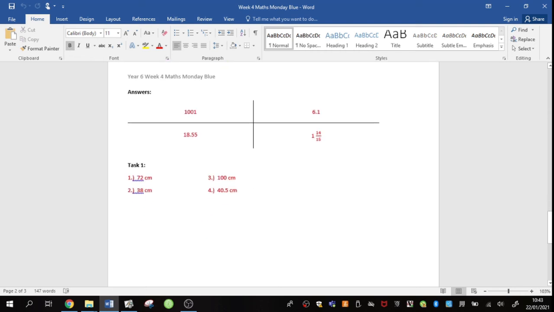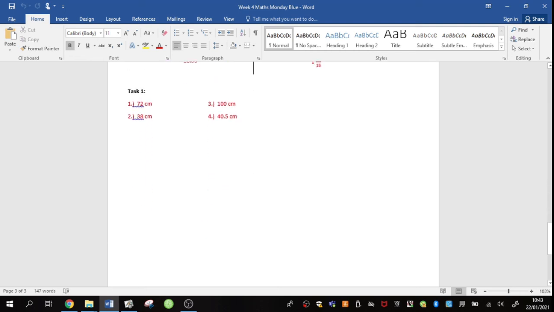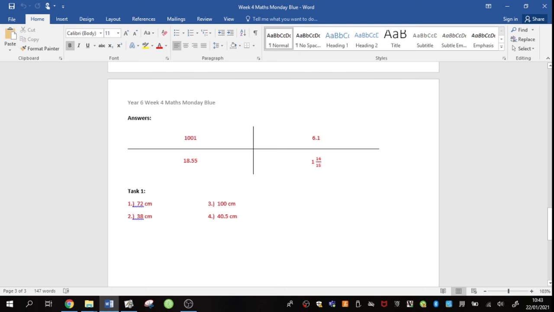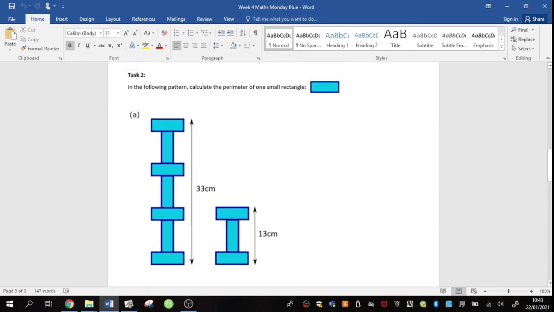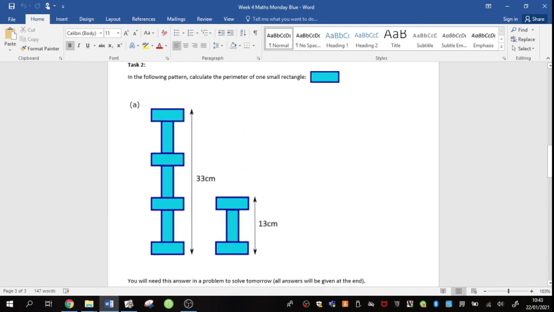So you'll see at the bottom the answer isn't there, because on Wednesday there is a giant problem for you to solve with all of the answers, and on Thursday I will tell you what the overall answer is. So a little bit of fun looking at our perimeter problems there.